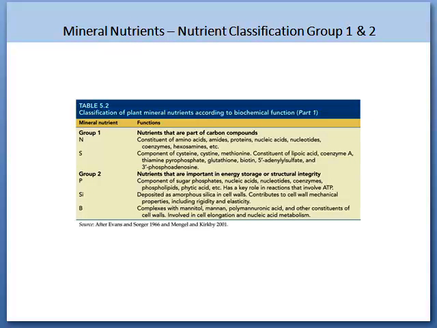The second classification for nutrients are those that are defined by their biochemical function. They are separated into 4 groups. Table 5.2 deals with the first 2 groups. The first group are nutrients that are part of the carbon compounds. So these include groups such as the amino acids, amines, proteins and nucleic acids. This group contains nitrogen and sulfur. Group 2 are nutrients that are involved in the very important energy storage or structural integrity. So these are compounds that involve the cell wall, nucleic acids, sugar phosphates, nucleotides and coenzymes.